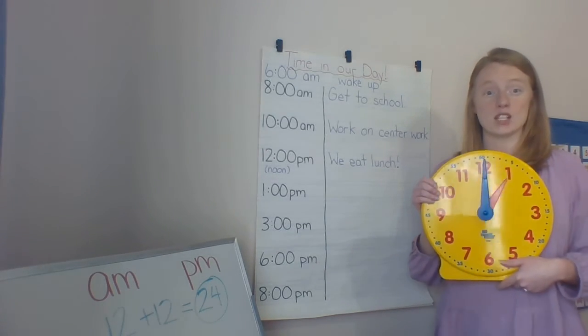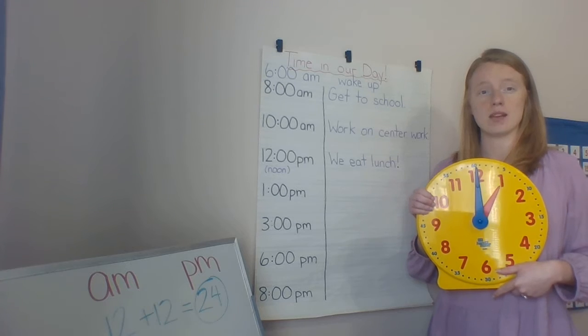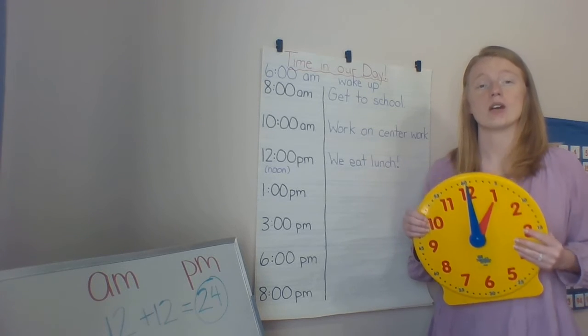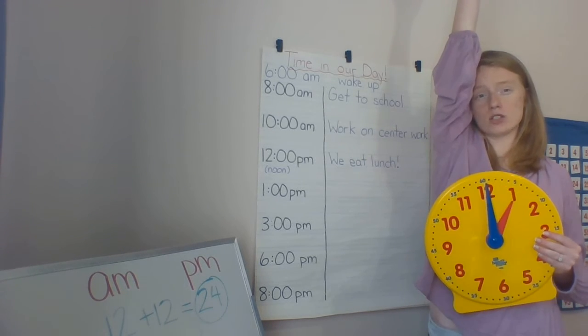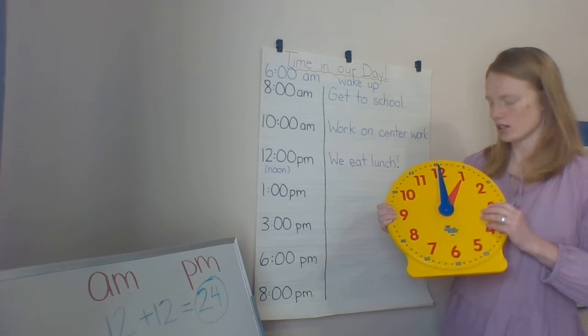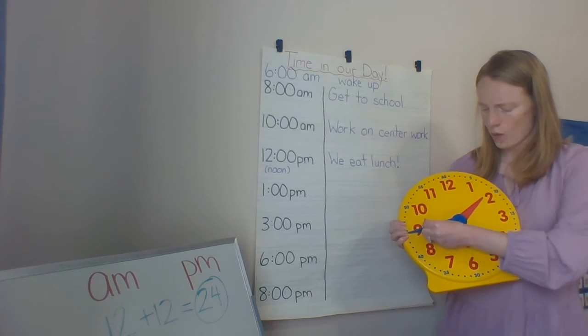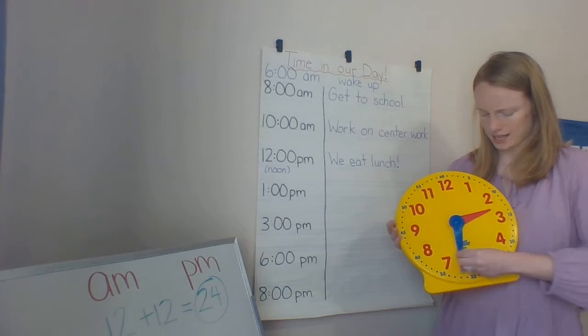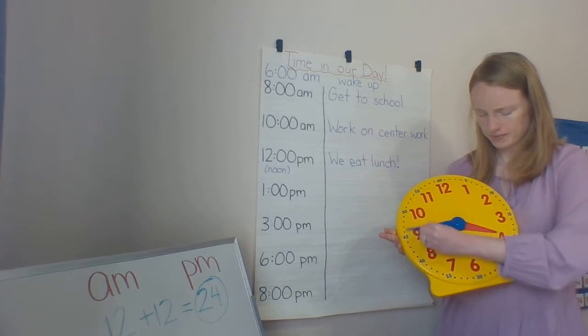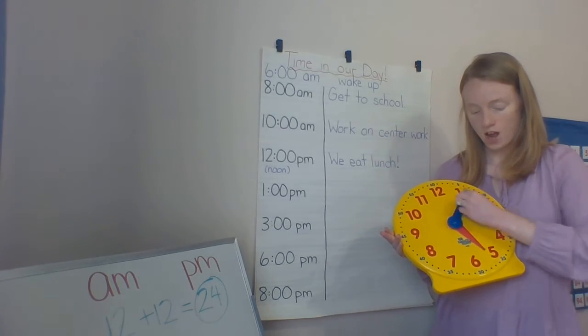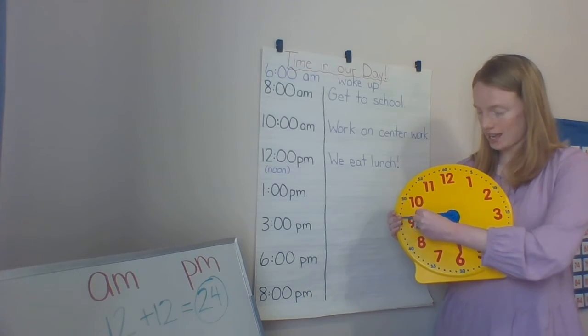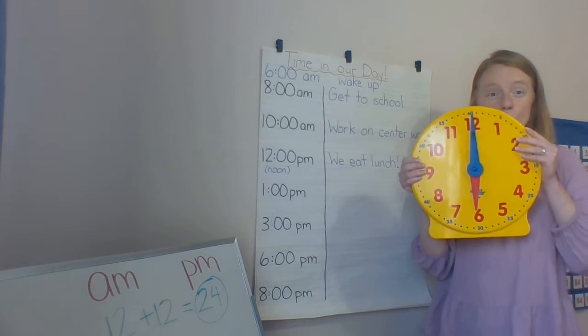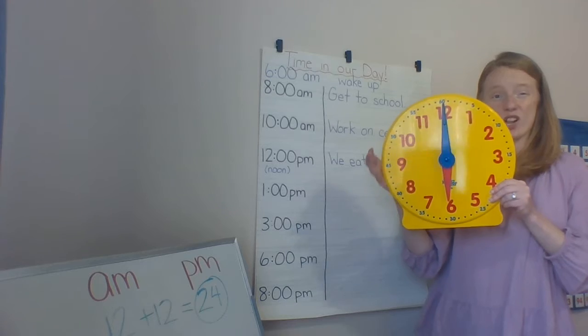Remember, the minute hand is the long blue one that tells us how many minutes have gone by. They're going to be straight up to the 12. Okay, so let me show you 6 o'clock. Where is the hour hand going to need to be at 6 o'clock? On the 6, and then the minute hand is straight up in the air. So this is what 6 o'clock looks like.